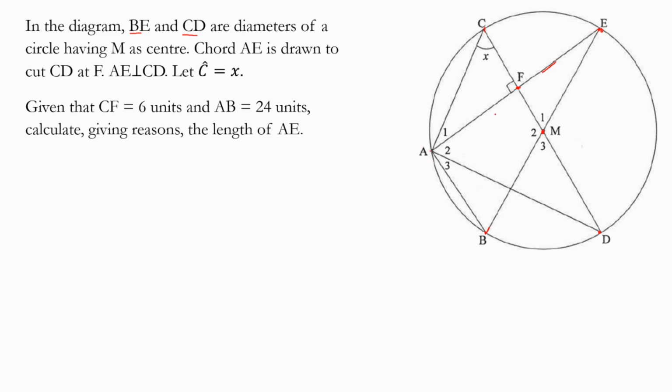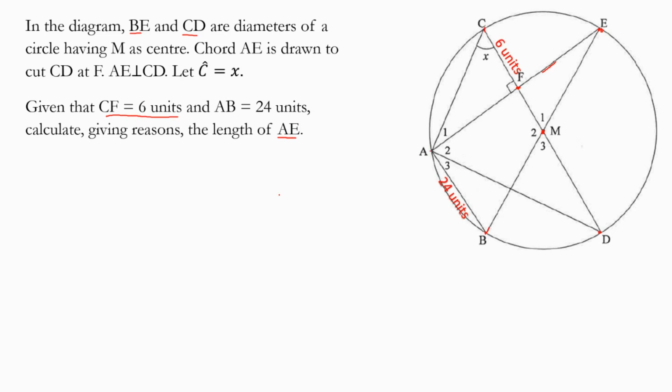Chord AE is perpendicular to CD. Let angle C be equal to X. Given that CF is equal to 6 units and AB is 24 units, calculate, giving reasons, the length of AE. So what do we do here?